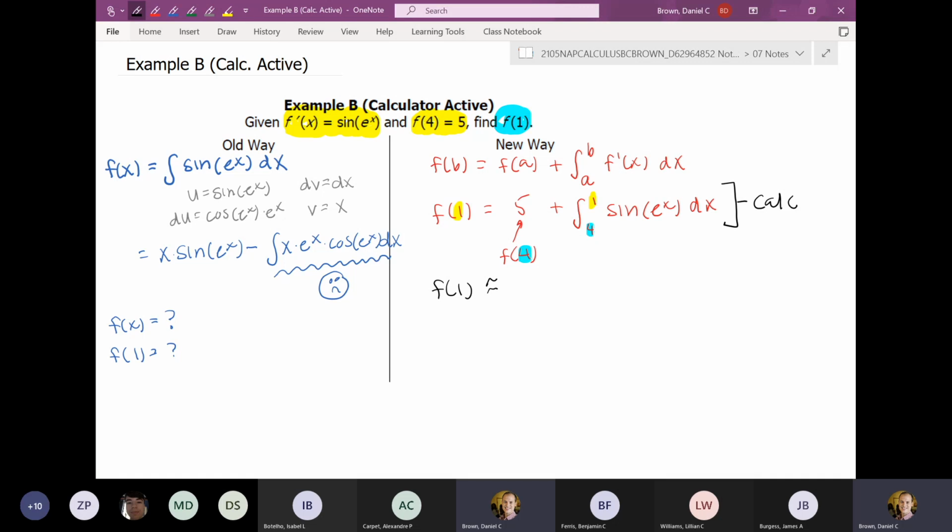Some things I do want to talk about with using the calculator first before we actually go to the calculator. In AP Calculus, we will always use radians. We will never be in degrees for this class.